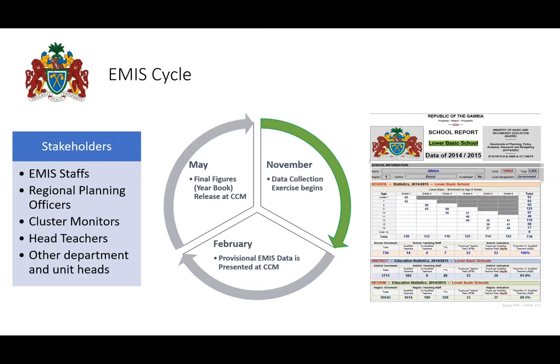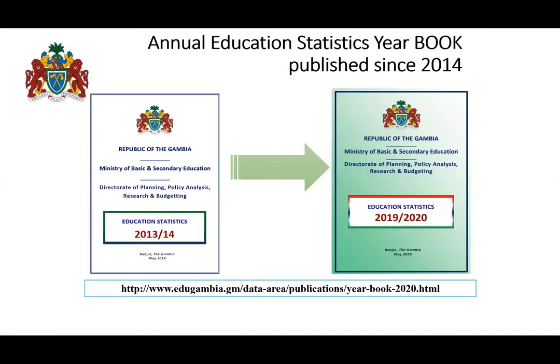So this screen is just showing you the kind of data we have. But luckily for us, this aggregate data, we've been able to publish it on a yearly basis in May. Since 2014, we've been able to report by the end of May a whole complete report on the EMIS data we are collecting. But by 2016, 17, and 18, our management was even saying that we need to change.